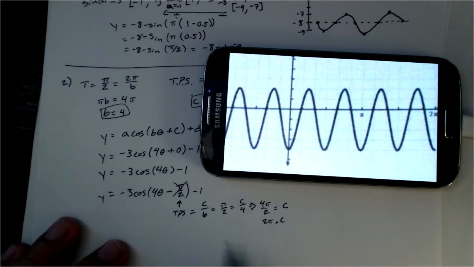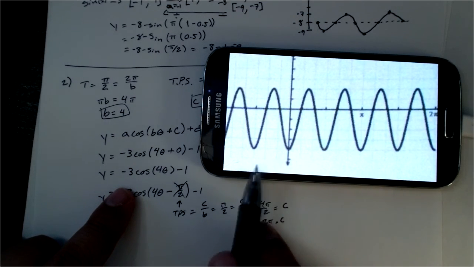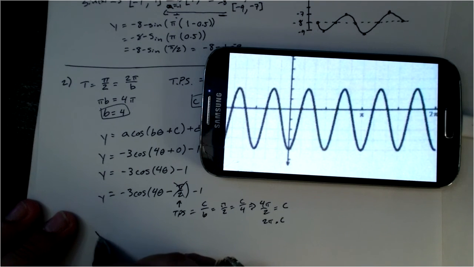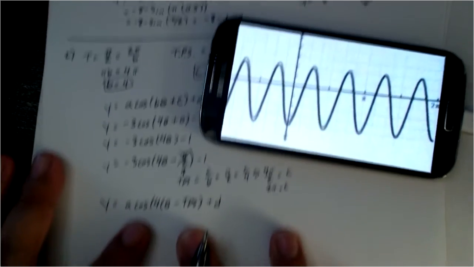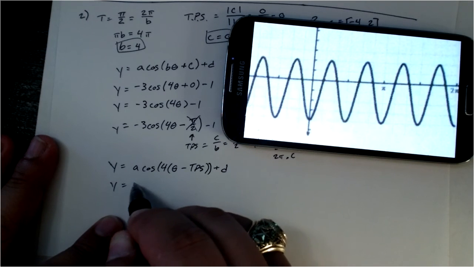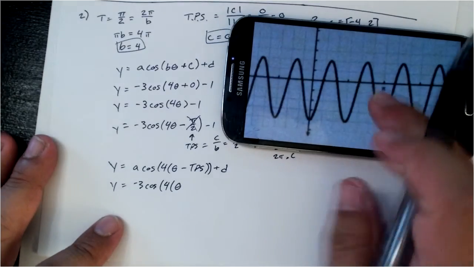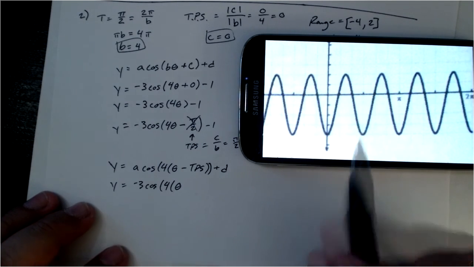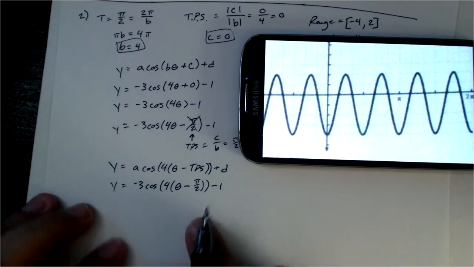So what I'm going to recommend is, here was really easy because we started at 0, so we don't have to worry about that mess. However, if you choose somewhere other than 0, write your equations using the other notation, which was a cosine of 4 parentheses theta minus your total phase shift, plus d. This makes writing the equation so much easier, because now all we have to do is plug in our values, which we said were -3 cosine of 4 parentheses theta. And since we want to move over pi over 2 units, we can just say minus pi over 2, minus 1. And now we have a valid equation.